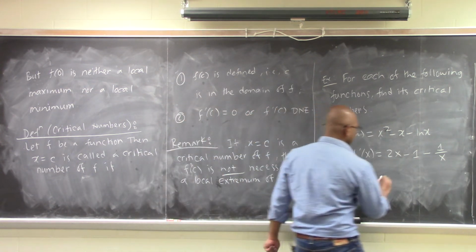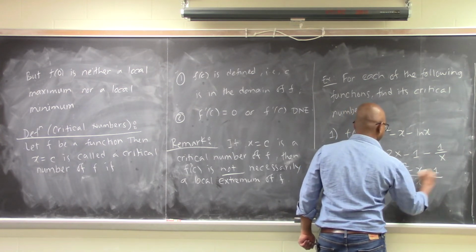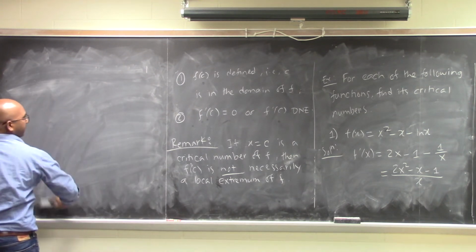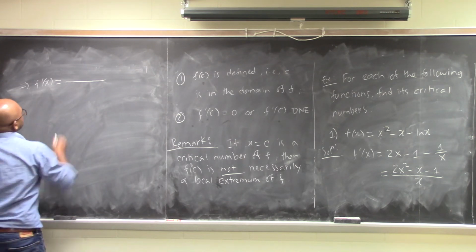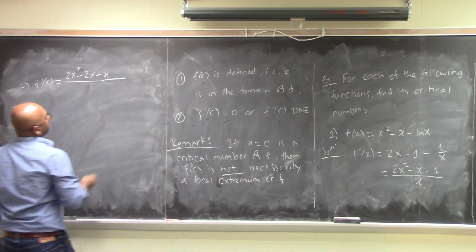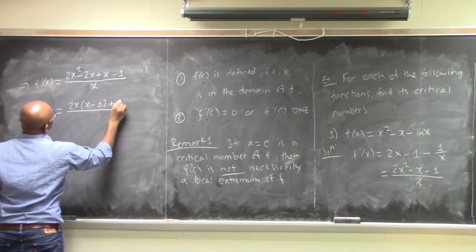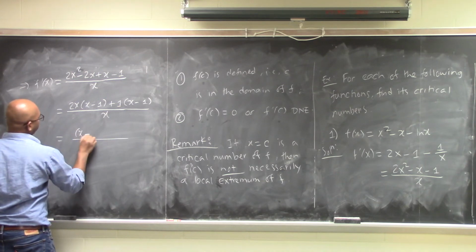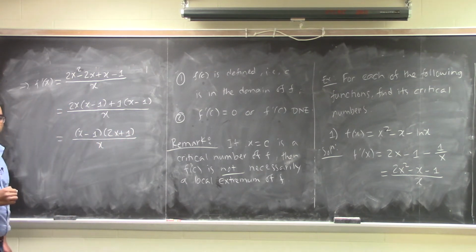Let me just simplify this thing. So what do I have? I have x at the bottom, so this is 2x squared minus x minus 1, and if I factor that out, what do I get? f prime of x equals, this is going to be 2x squared minus 2x plus x minus 1 over x. So I can factor out 2x from the first two terms. This is x minus 1. Then from the next two terms I can just factor out 1. So this is x minus 1 over x. So this is x minus 1 times 2x plus 1 over x. Okay?